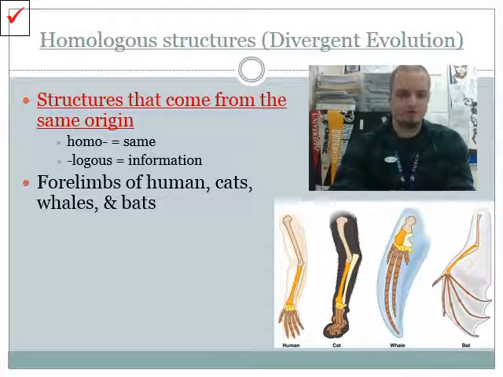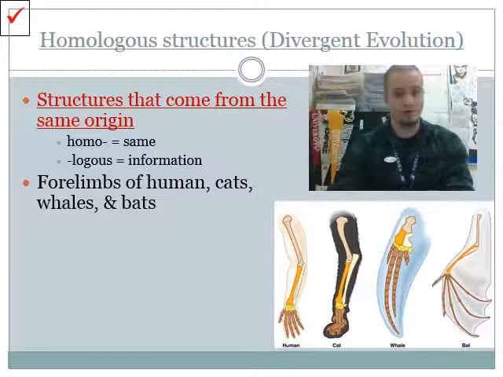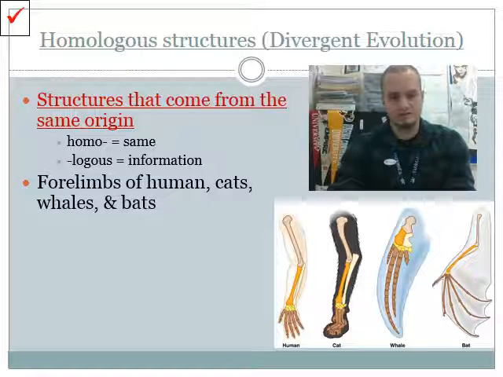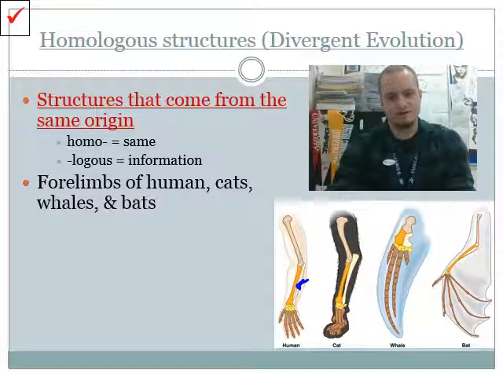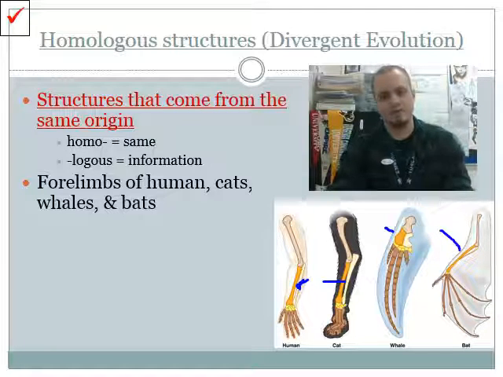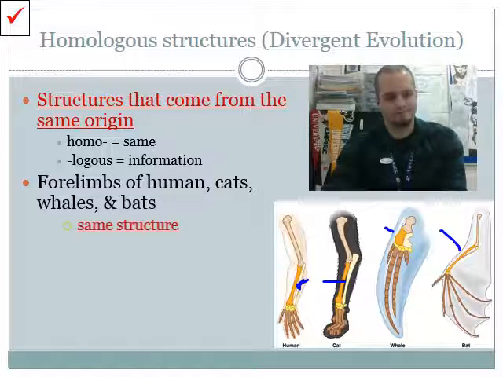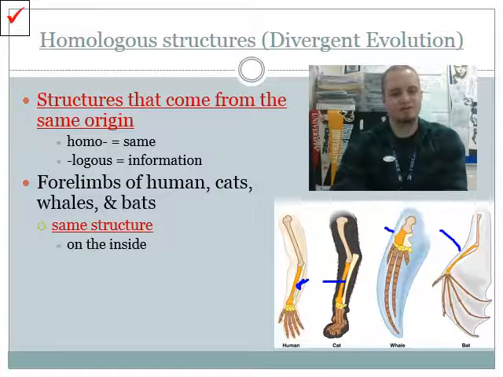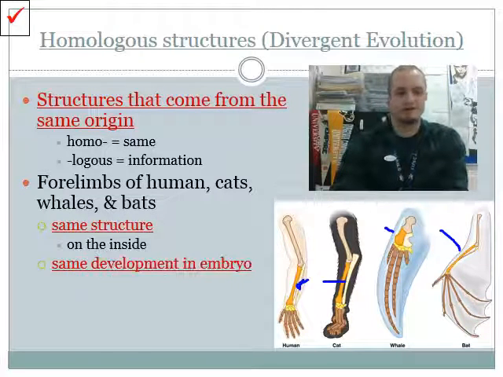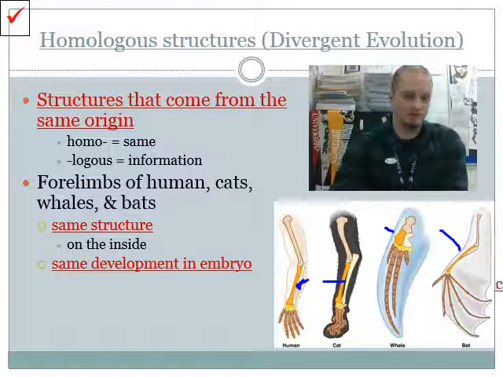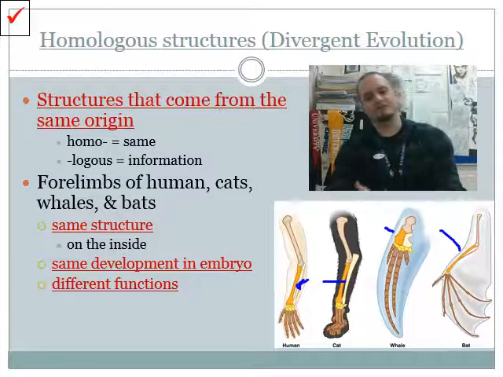So if you go ahead and bring your attention down here, right below me, what you can see is we have this bone that is highlighted. Now, this bone is identical in humans, cats, whales, and bats. Even though it might be a different size, it's all the same bone. So it's the same structure on the inside and same development inside the embryo. So it's going to develop the same way. However, these all serve different functions.